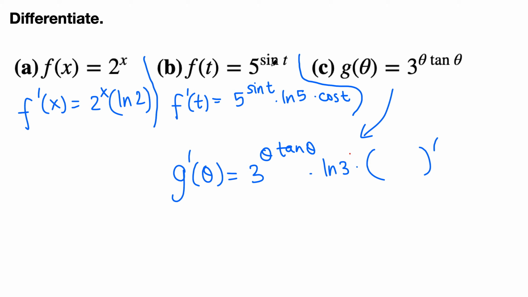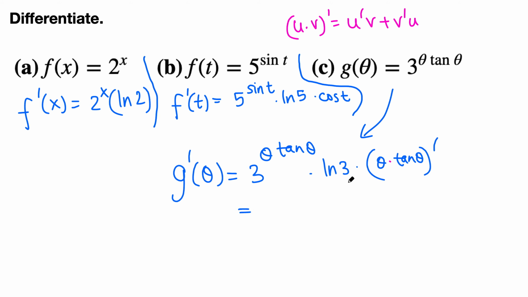Last time derivative of sine was easy, just one step, so derivative of sine is cosine, but here we got a product, so I'm just setting up this derivative. Here now we need to use the product rule, okay, because we got theta times tangent theta. So what is the product rule? u times v, derivative is u prime v plus v prime u, and our u is theta, v is tangent theta. So this part is done.